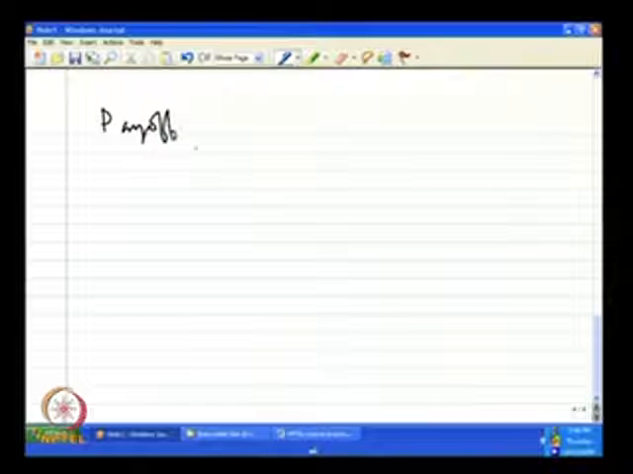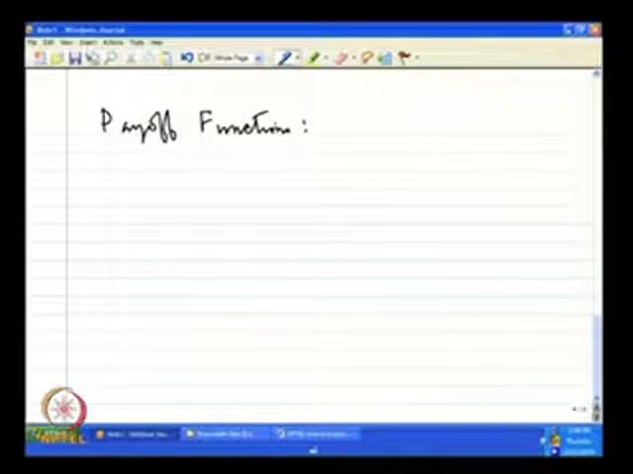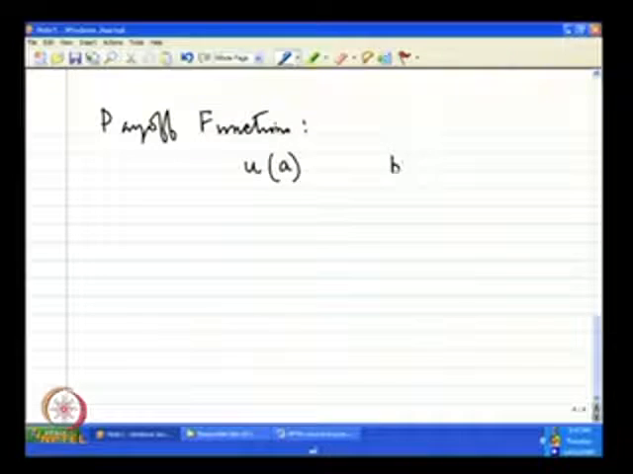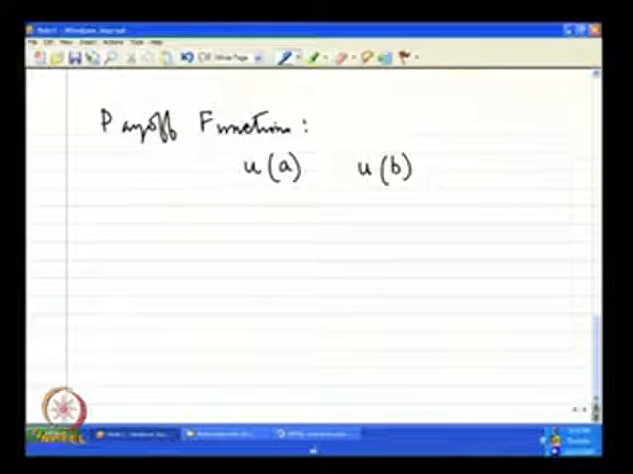His preferences can also be summarized through a payoff function. Now, what is a payoff function? Suppose for an individual, U is the payoff function. U is defined over the actions. Suppose A is an action which is available to him, then if I apply U on A, I get a number. And suppose there is any other action B, then similarly I can take B to be the argument and find out the value of U in this case.